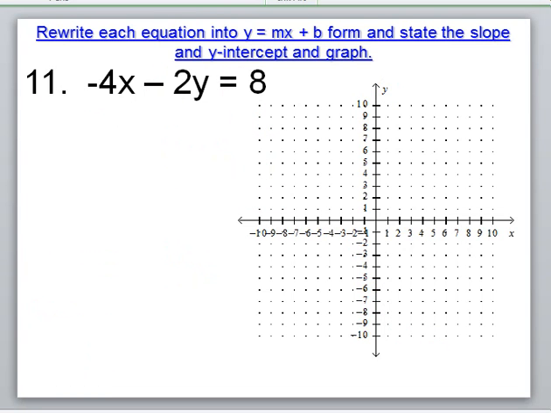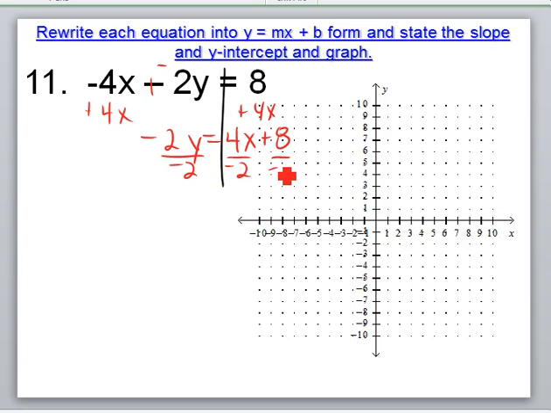My next example, I need to do a little bit more solving for y before I can graph it. So it looks like I'm going to change my signs plus the opposite. I'm going to add 4x to both sides. I get negative 2y equals 4x plus 8. Divide by negative 2. I get y equals negative 2x plus negative 4. So that means my m is negative 2 and my b is negative 4.